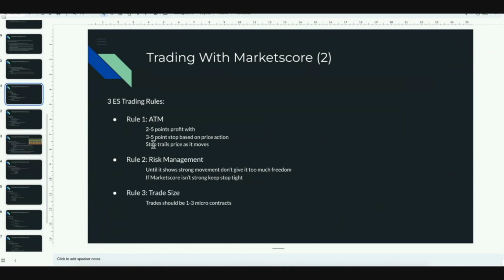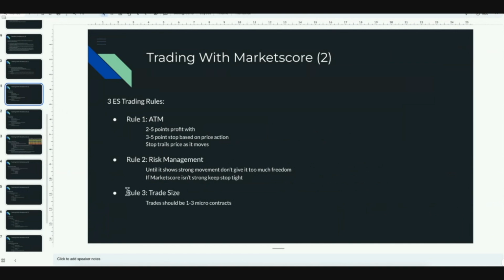And so you may have to gauge that. But at the same time, it is effectively a trailing stop. And then risk management: until it shows movement, don't give it too much freedom. You need it to go in your direction. You don't just jump in there and say, I'm going to give it 20 points of heat or possible heat and have it go against you that quick. You need to be able to sort of keep that in line.